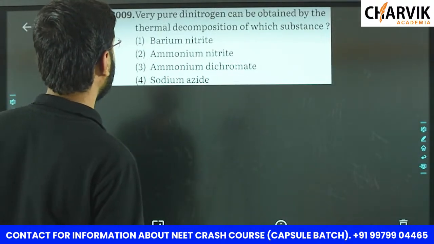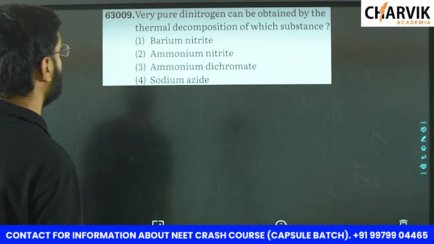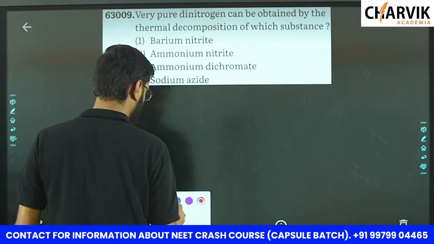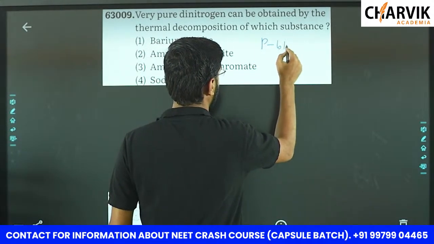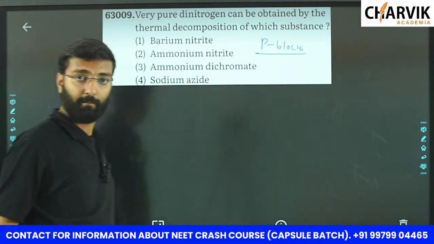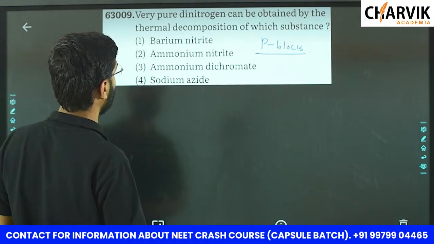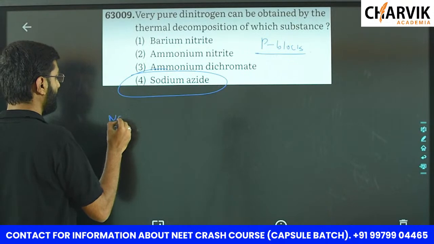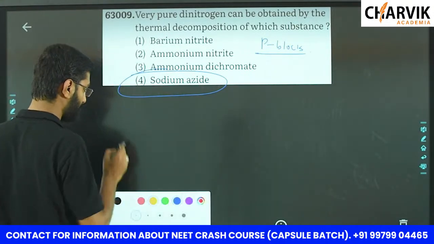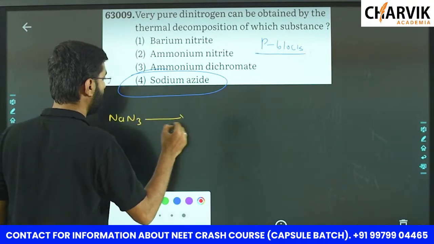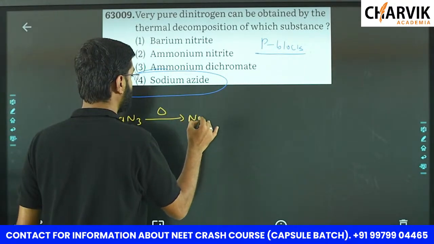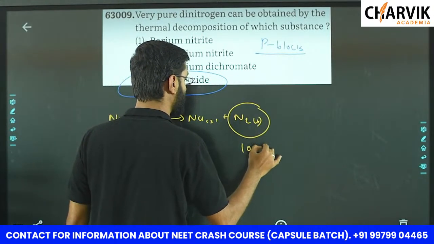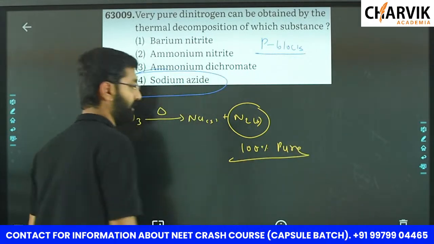Very pure dinitrogen gas can be obtained by thermal decomposition of which substance? Okay, again a question from NCERT, and this question belongs to p-block elements, and your answer must be sodium azide, NaN3. If you heat this compound, you will get sodium metal and dinitrogen gas, right? And this dinitrogen is almost 100% pure.